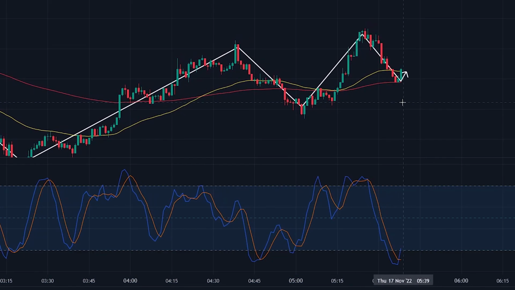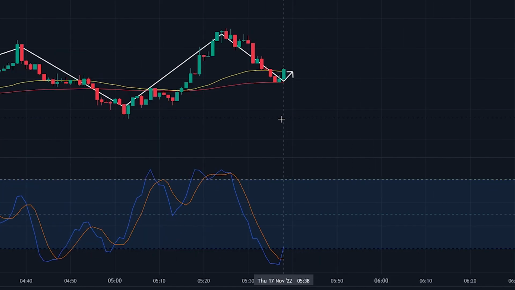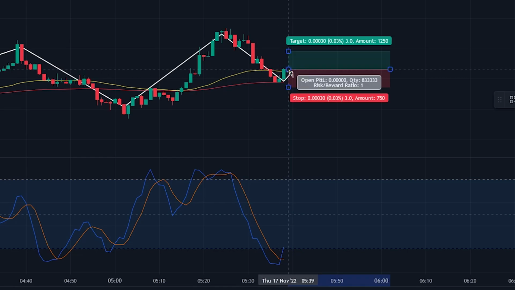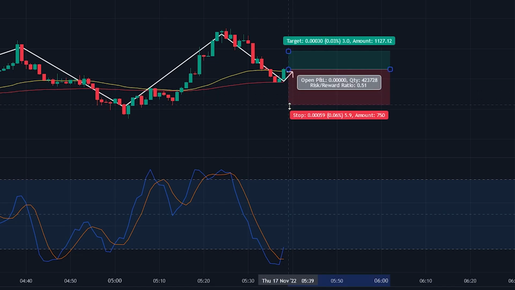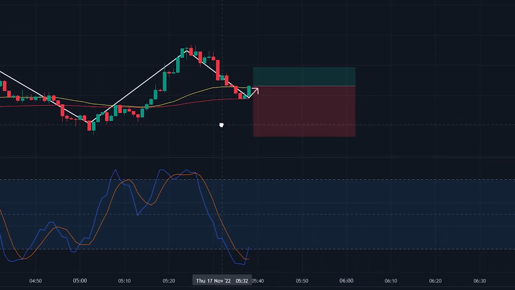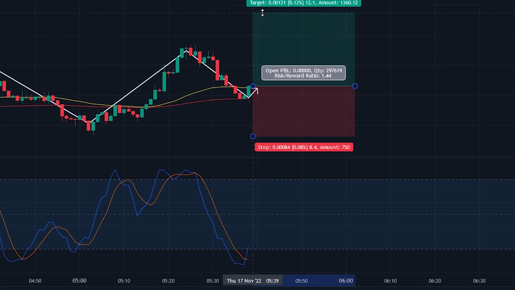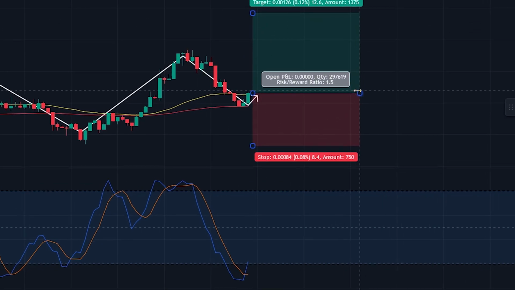For the entry signal, we will need the price to close above the 50 EMA. If all of the conditions are met, we will enter into the position on the close of the candle. We will be placing the stop loss just below the recent swing low. For the take profit, we will be targeting a 1.5 times risk to reward ratio.